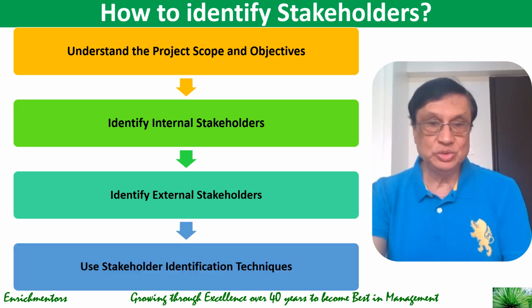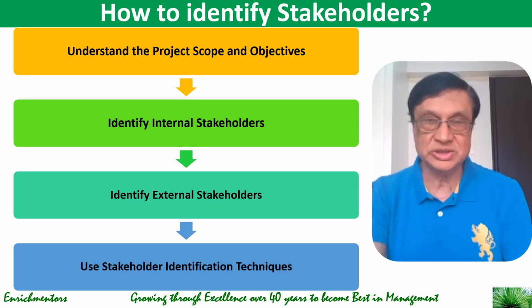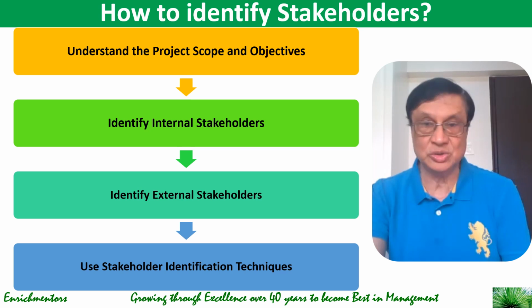Then you use stakeholder identification techniques. You can do this by using a variety of techniques like brainstorming that you conduct with your project team to list potential stakeholders. You can interview key individuals in the organization to gather insights on who might be affected by the project. And then you will need to use the technique of visual mapping, mind maps and flowcharts of the potential stakeholders and their relationship to the project.